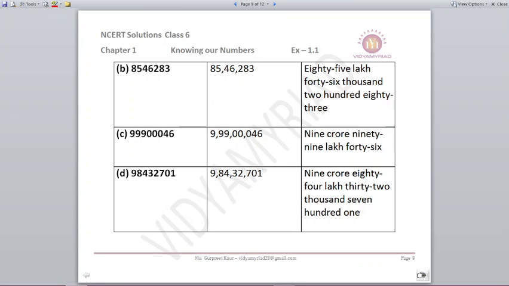Next, 98432701. Let's put commas. We get 9,84,32,701. So if you see, after 9 there are 7 places, so it is 9 crores. After 84 there are 5 places, so 84 lakhs 32,701.